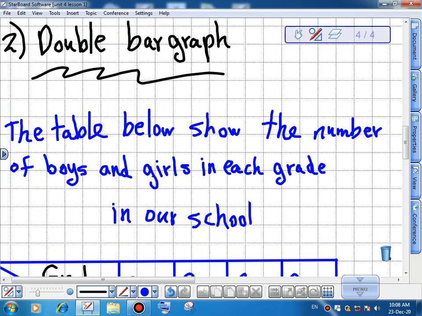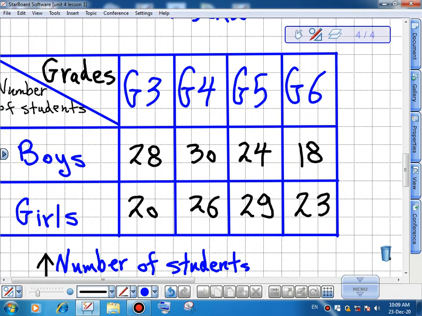The second one is called a double bar graph. It's the same way, but in this case we use a double bar. If I have a table that shows the number of boys and girls in each grade in our school, like this. This is a table that shows, from grade 3 to grade 6, the number of boys and the number of girls in each grade. So I need to present this data, but in this case I have 2 types of information, number of boys and number of girls.